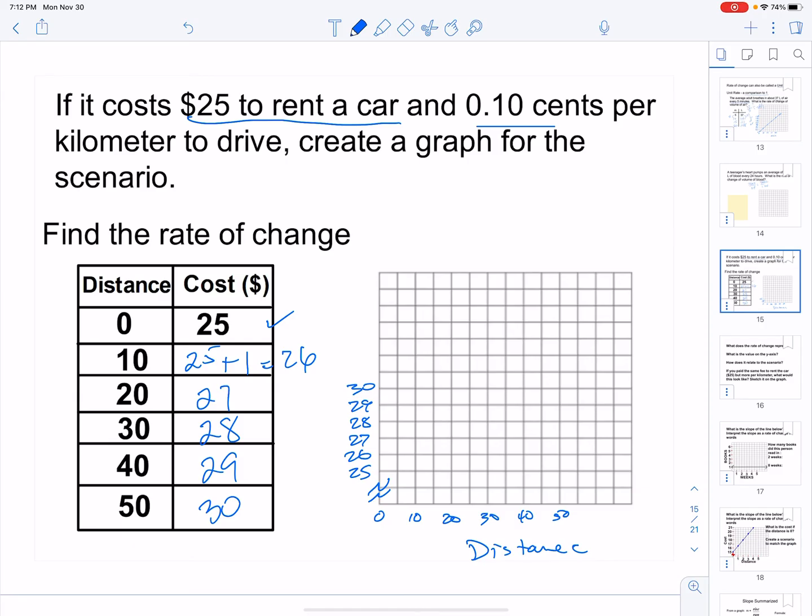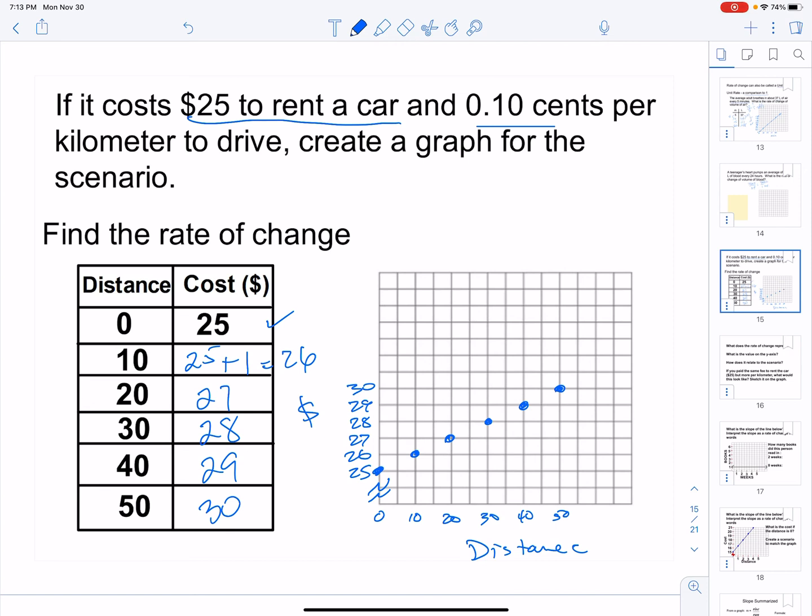And sometimes when you start the data kind of high, sometimes you'll do a graph break like that in order to facilitate it. So at 0, we know that we're going to have a $25 charge. After 10 kilometers, it's going to be $26 because our y-axis is going to be money. Okay, 20 is going to be 27, 30 is going to be 28, 40 is going to be 29, 50 is going to be 30.